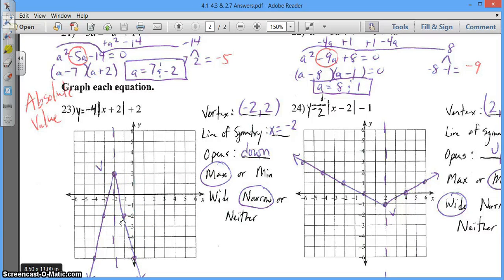So that is a quick overview of the review. You can use this review on the test. Okay, if you have questions, please send me an email, or talk to me before the test tomorrow.